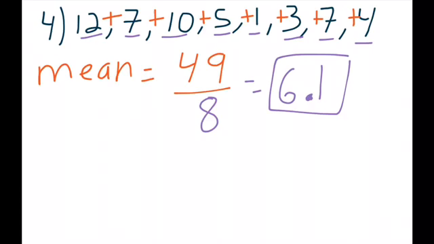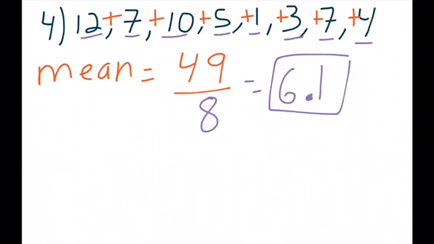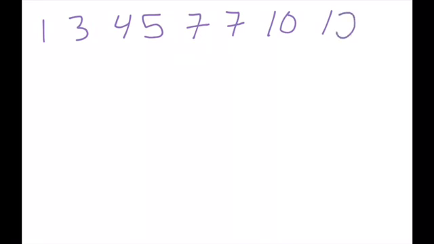Okay, now we're going to find the median. And to find the median, what we need to do is we need to order these numbers. Oops, I'm going to go ahead and do a new page. I'm going to go ahead and order these numbers from least to greatest. So I'm going to go 1, 3, 4, 5, 7, 7, 10, 12.